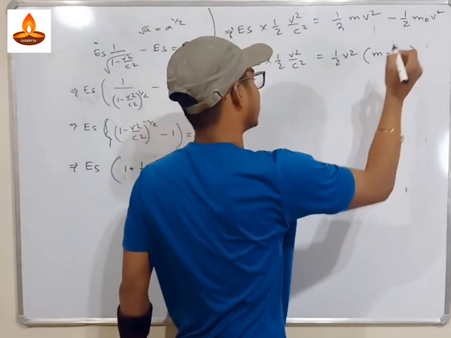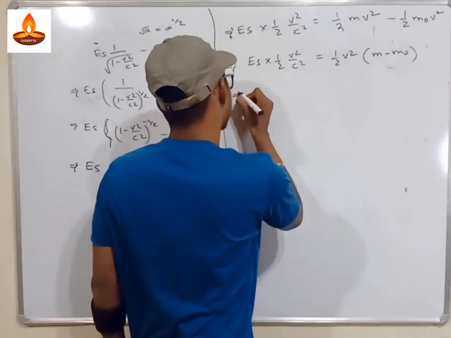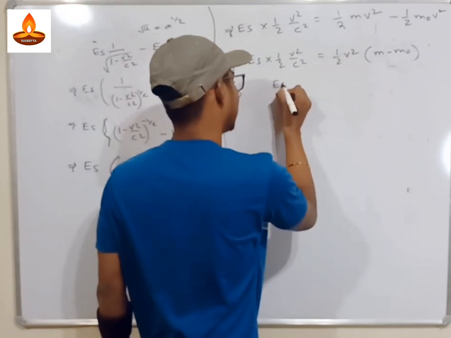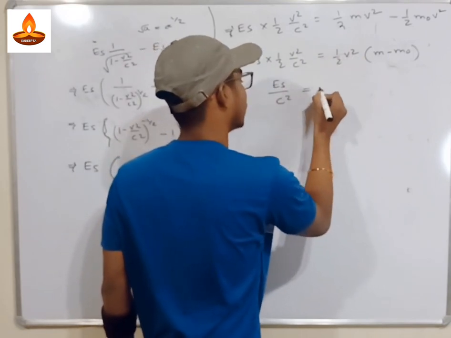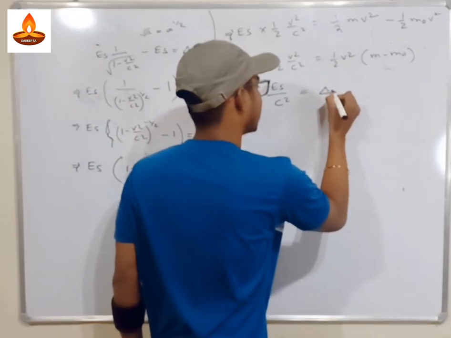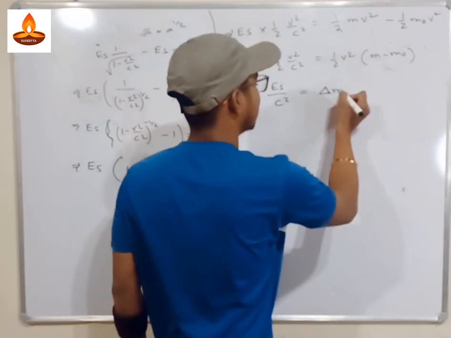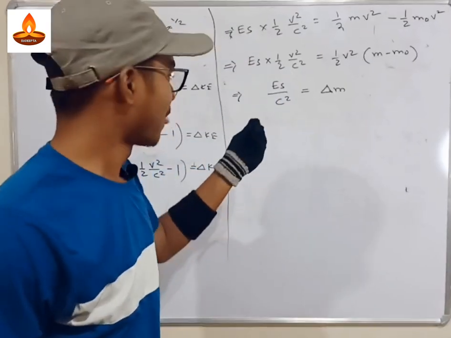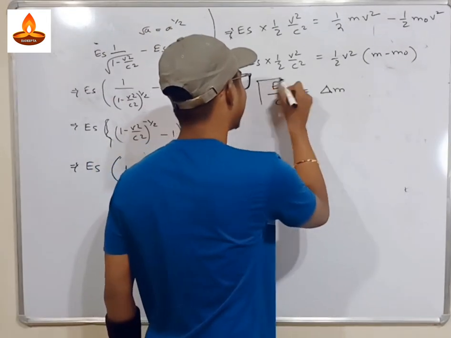Let's say this is del m. Here the half and half will be cancelled out, and v square will be cancelled. So Es upon c square is equal to del m. What do I symbolize this? This is del m. This is the required equation that we were going to derive.